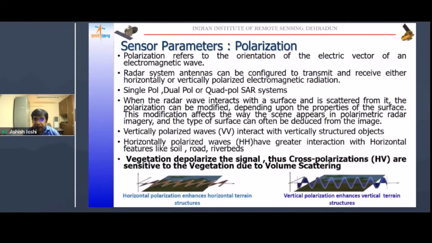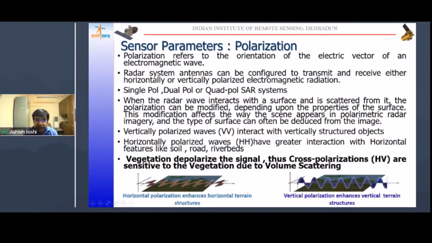So the SAR system can emit the electromagnetic radiation either in H or V. We can transmit H polarization and receive H, so we have the HH polarization configuration. If we transmit H and receive V, then we have HV. If we transmit V and receive H, then we have VH polarization. If we transmit V and receive V, then we have VV polarization. Such a system is called a quad pole system, which has four possible combinations: HH, HV, VH, and VV. So what are the characteristics of this polarization?